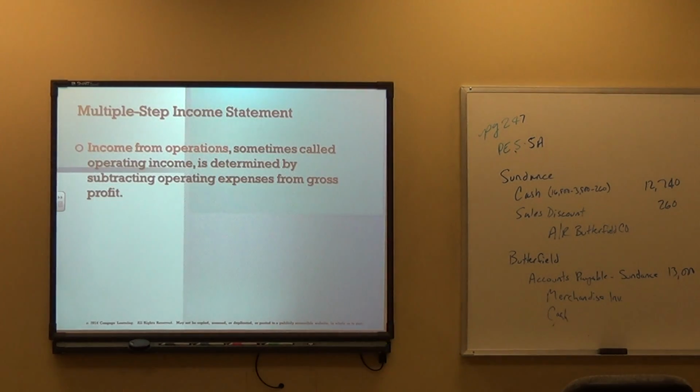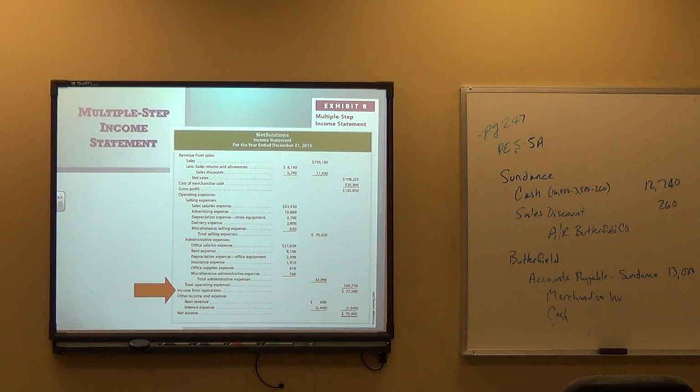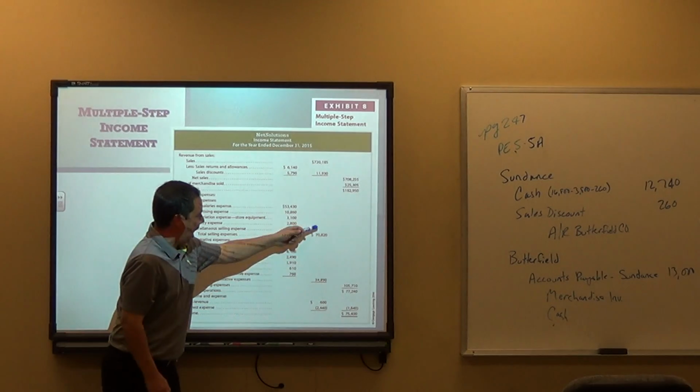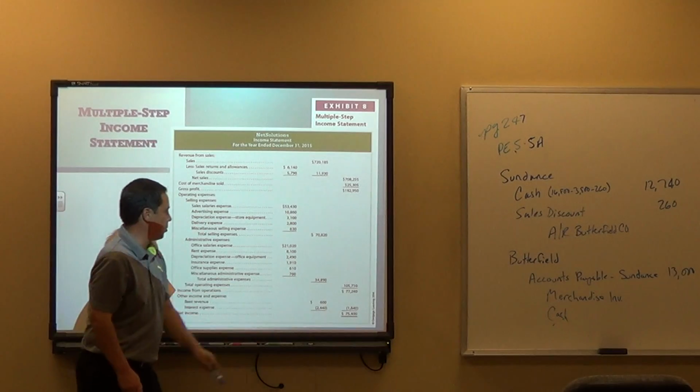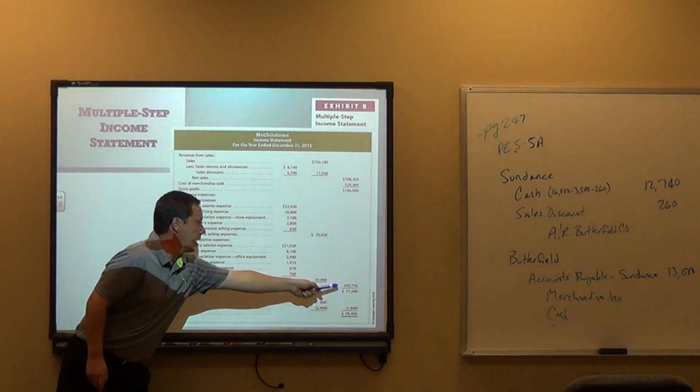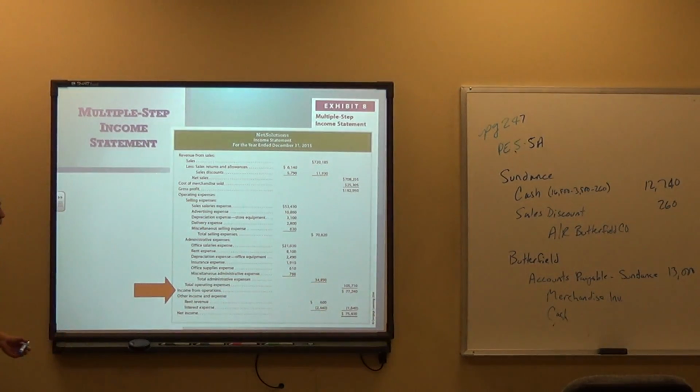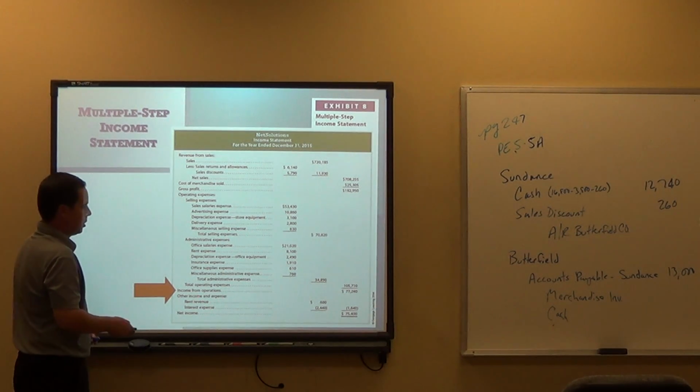All right. And so then we have income from operations, which is sometimes also called operating income. This is determined by taking operating expenses away from your gross profit. So we take our selling expenses and administrative expenses, add those together, and subtract them. This is what we have for our gross profits, and this is what we have for our expenses. We now have for our operations $77,200. That's what you made.